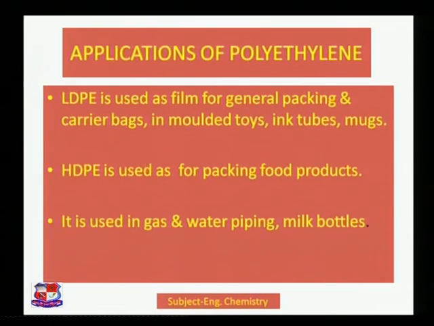daily life. Low density polyethylene is used as a film for general packing. The packing that we do of different goods, basically for that low density polyethylene film is used. It is also used to make carrier bags, the polyethylene bags that we carry. Then it is used in molded toys, tubes and mugs. High density polyethylene is used to pack food products. The food products can be packed with high density polyethylene.